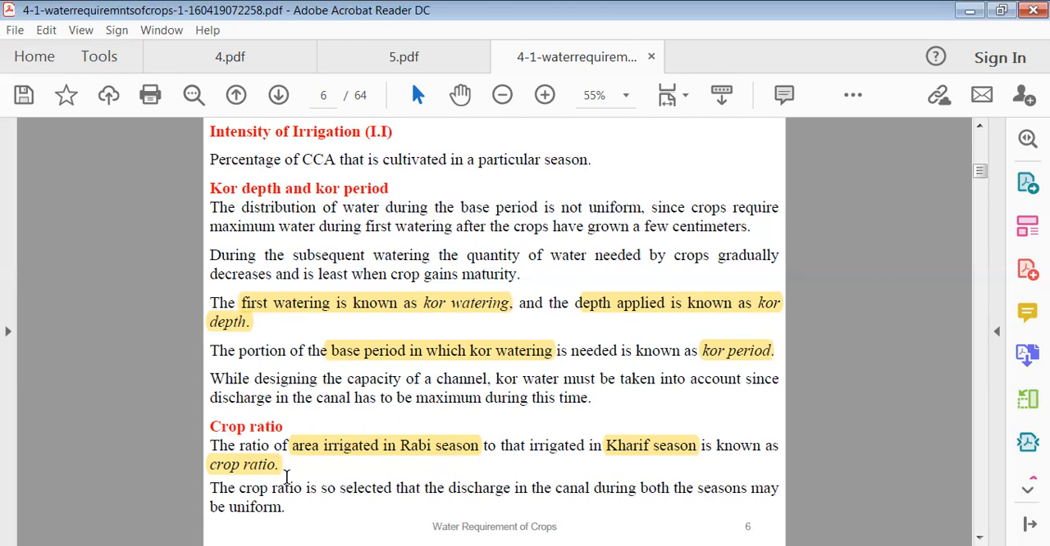Next, crop ratio. Crop ratio is the area irrigated in the rabi season to that irrigated in the kharif season. So we divide the rabi crop area by the kharif crop area, according to the seasons. The rabi season divided by the kharif season is known as crop ratio.